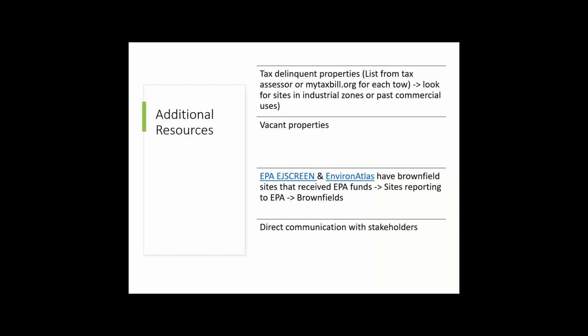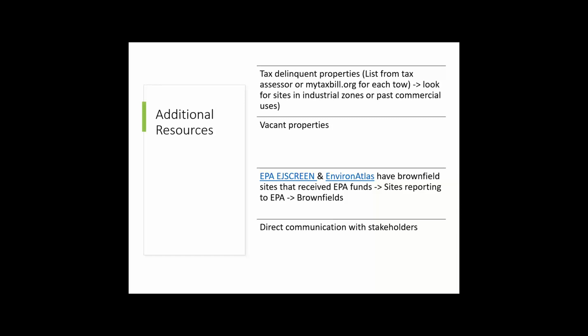And then you can also look online at EPA's EJ Screen and EnviroAtlas. Both mapping tools have layers with respect to brownfields. Those sites identified there have entered EPA's program, so those are sites that are currently under investigation or remediation.